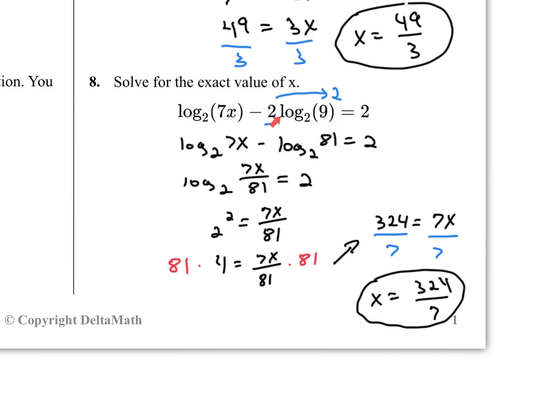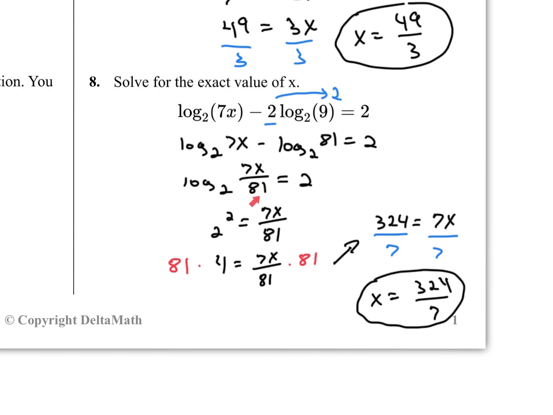Well, this 2 right here in front of this log, we're going to use the power rule, and it becomes the exponent of this 9. And 9 squared is 81. So we could write it as log base 2 of 7x minus log base 2 of 81. And then when we condense that, we write it as a division. So log base 2 of 7x divided by 81 equals 2. Okay, this 7x over 81 can't really be simplified.